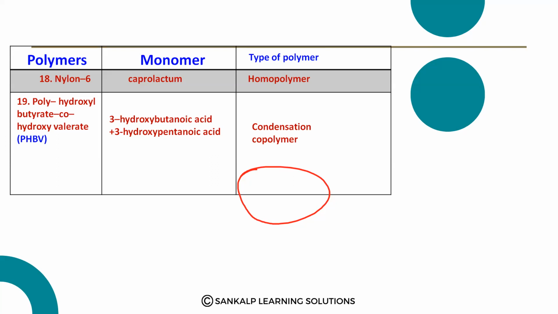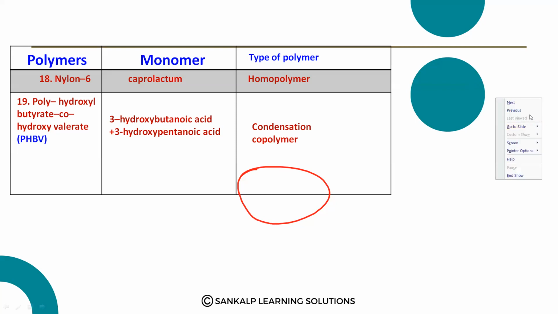Next is the last one, polyhydroxybutyrate co-hydroxyvalerate. Okay, this is important. You need to know what the monomers are. It is abbreviated as PHBV, that is polyhydroxybutyrate co-hydroxyvalerate. Which are the monomers present? It is 3-hydroxybutanoic acid and 3-hydroxypentanoic acid. What is the type of polymer? It is a condensation copolymer.